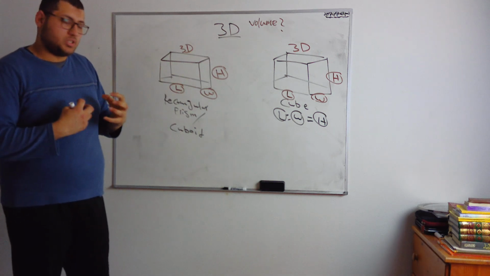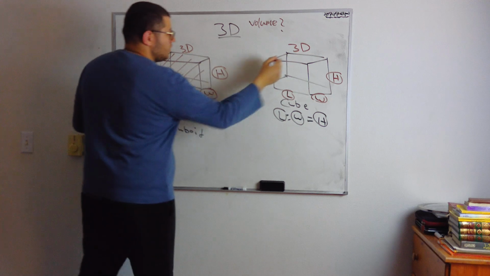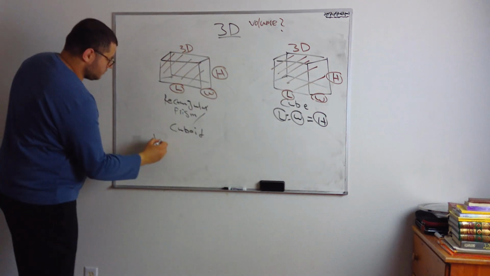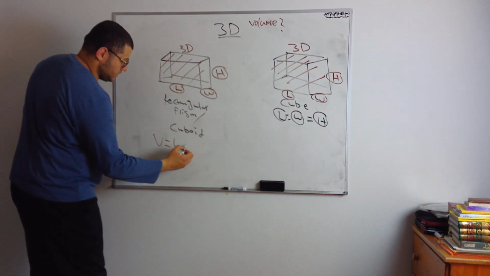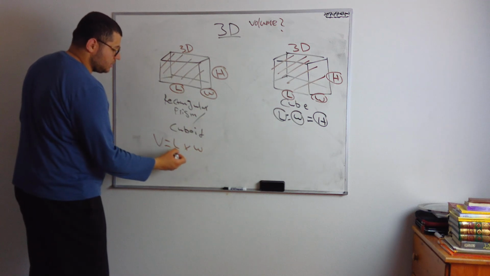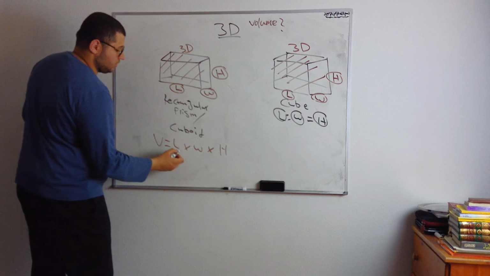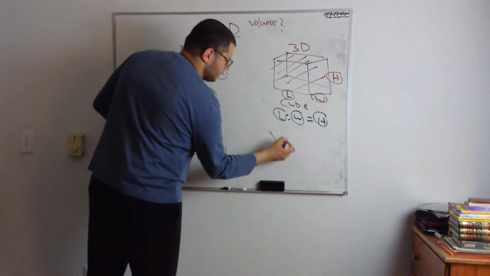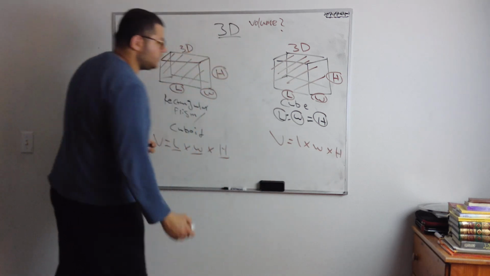Your volume is how much your object can hold, how much it can go inside your box. Okay? So volume V equals what? Length L times width W times height H. Length times width times height. The same thing goes for a cube. This is how we determine the volume.